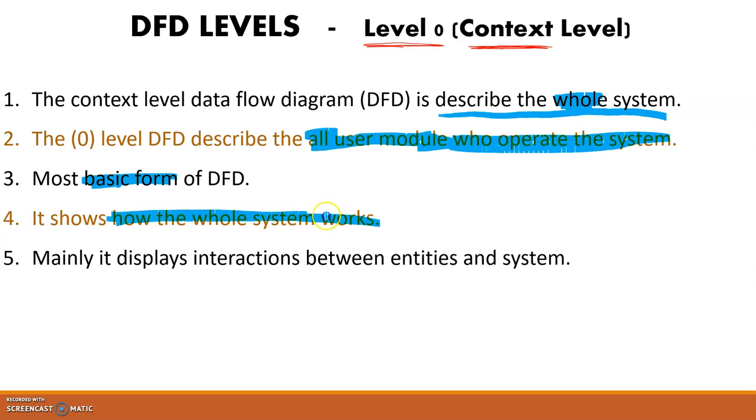From the context level you can come to know how many processes there are, and which entity can access which process, right? And mainly it displays the interactions. So basically from the context level you can come to know about the entities and the system, right? So this is about the context level DFD. Other levels we will discuss in the next lecture.